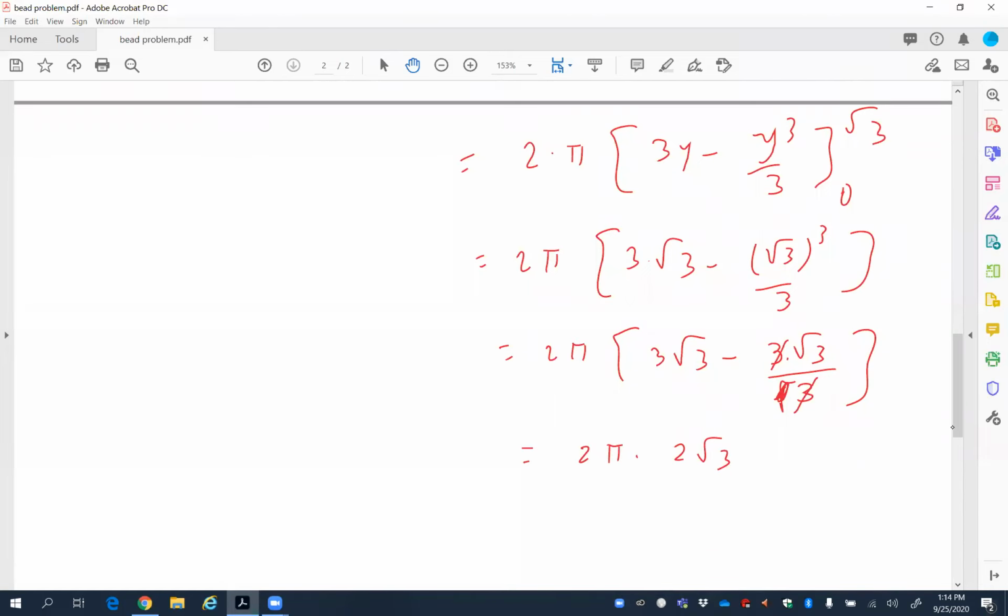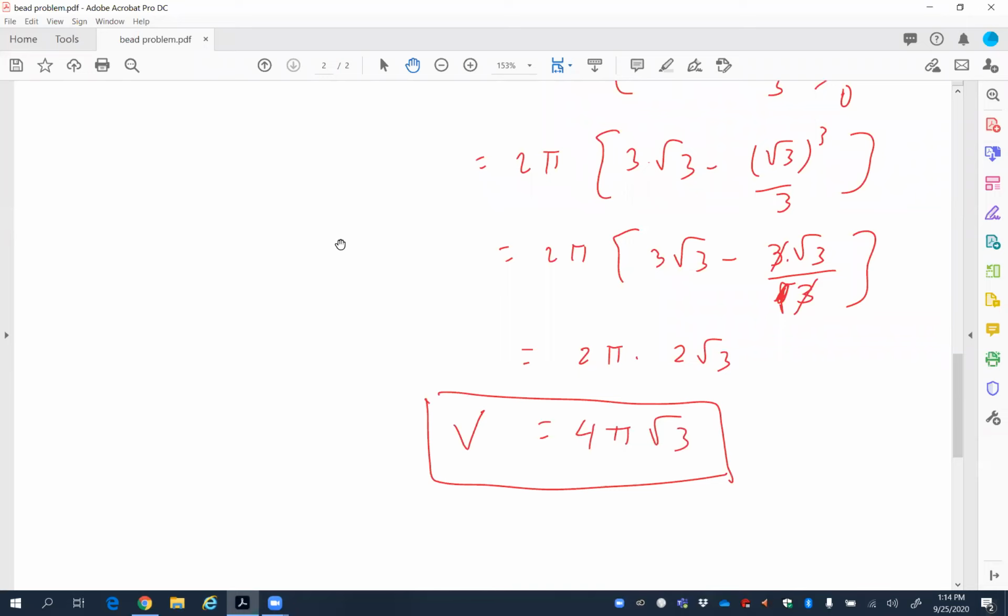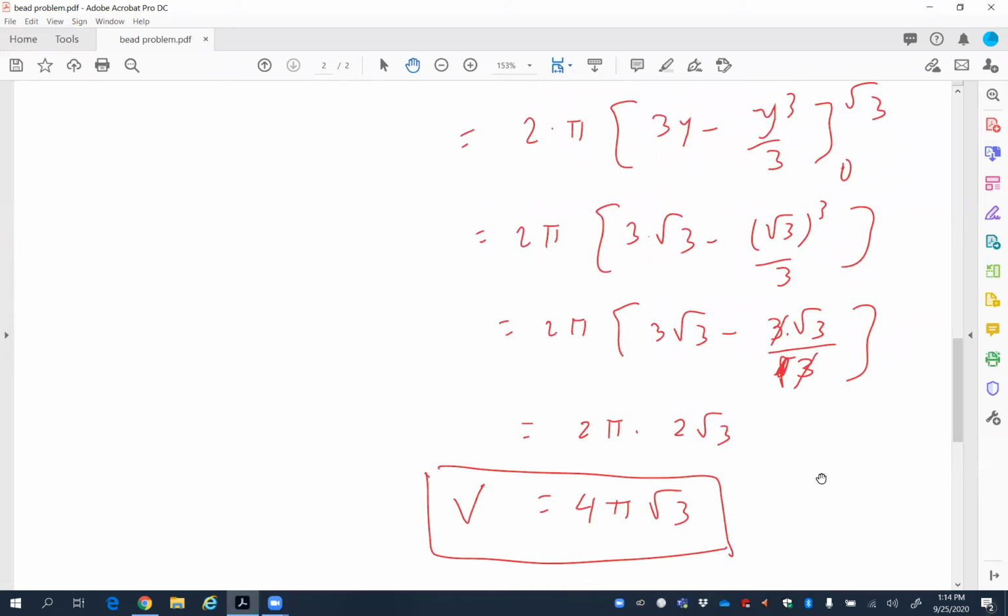So the volume of the bit, the drill, we're going to get is 2 times pi times this answer. Actually, there is an error in the options we have given in the exam one. This answer is not available.